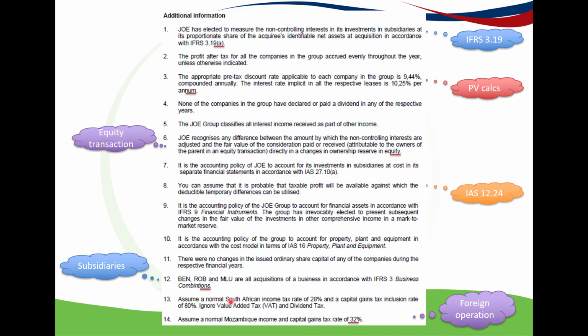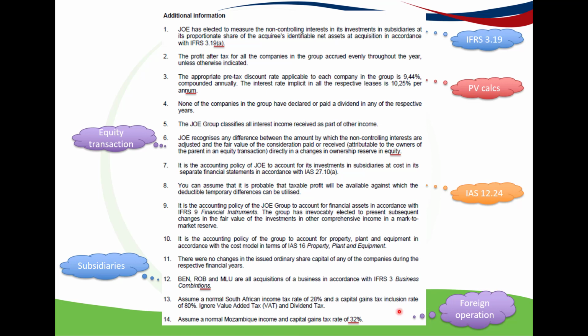Number 13, it's to do with our tax rates and CGT rates, ignore VAT and dividend tax. And then number 14, assume a normal Mozambique income and capital gains tax rate of 32%. That alerts us that there will be a foreign operation in the question.